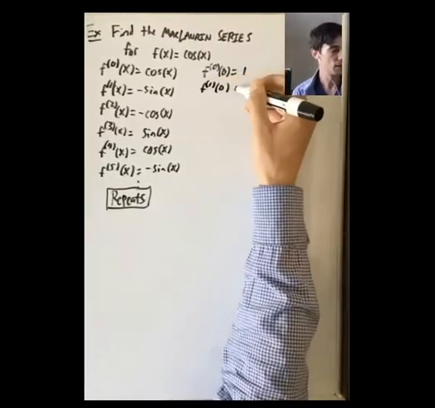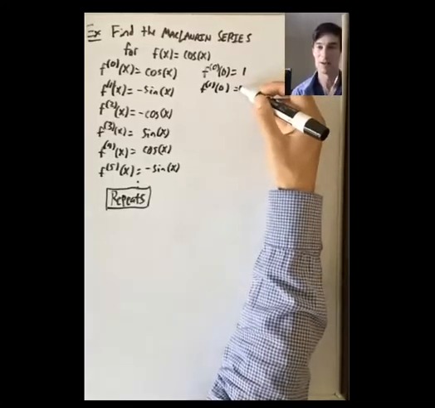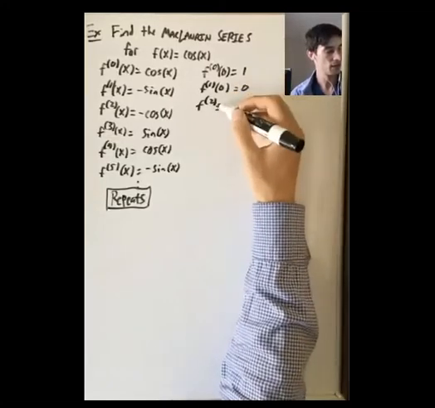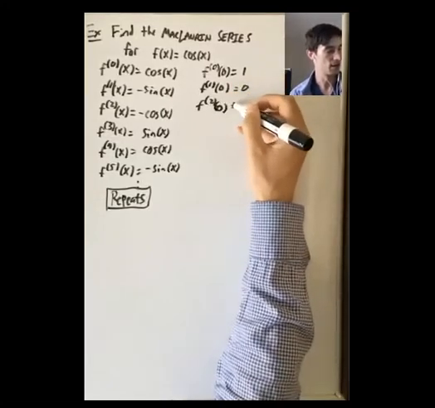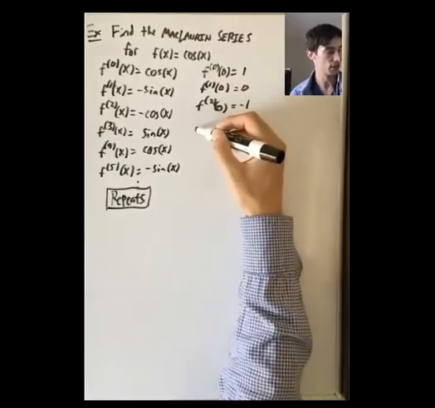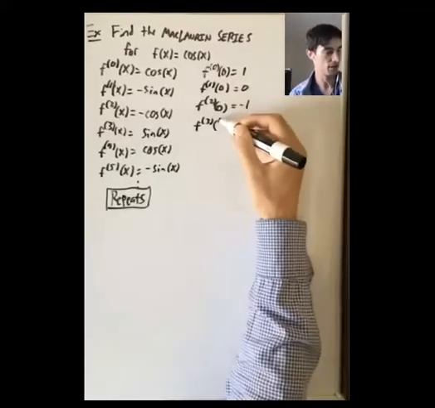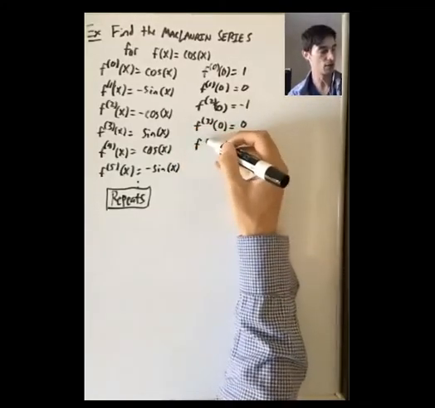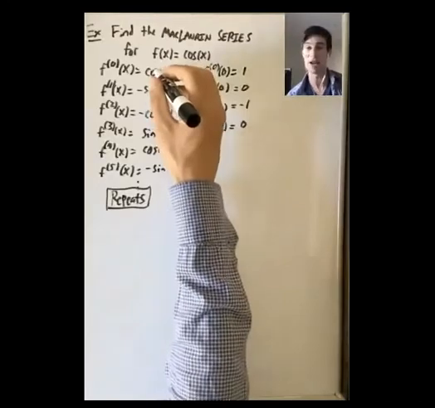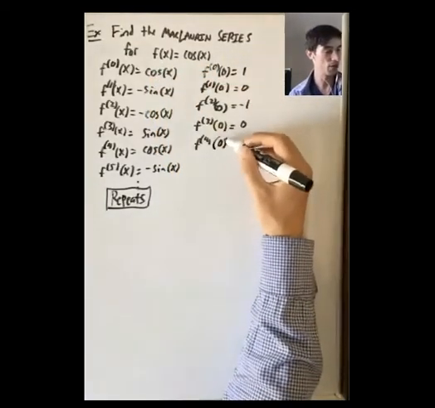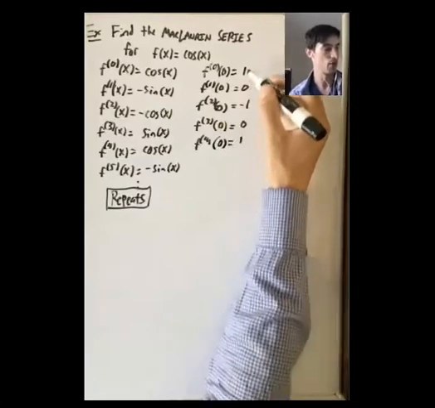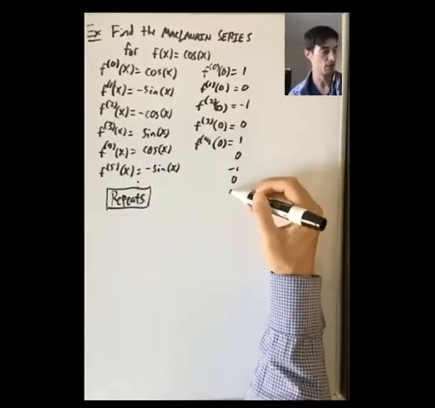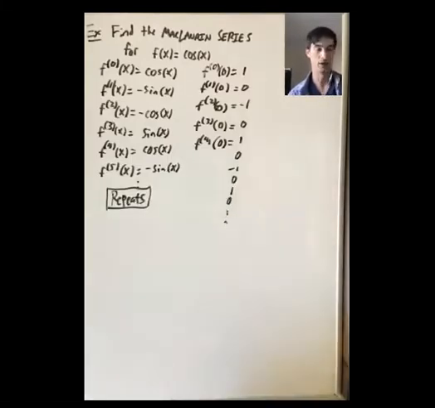Negative sine of 0, well, sine of 0 is 0, so this is 0. The second derivative, evaluated at 0, is negative cosine of 0, which is -1. The third derivative evaluated at 0 is sine of 0, which is 0. And then the fourth derivative is the original function f. So remember, every 4 terms, everything repeats. So we're going to get 1, 0, -1, 0, 1, 0, -1, 0, 1, 0, and so on.